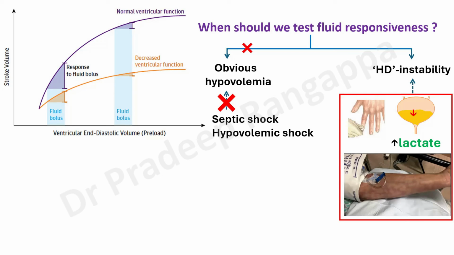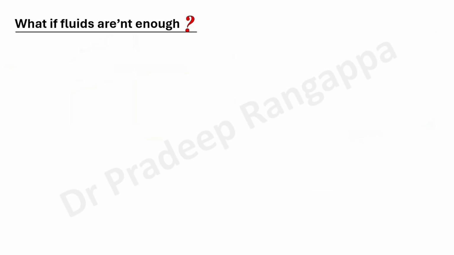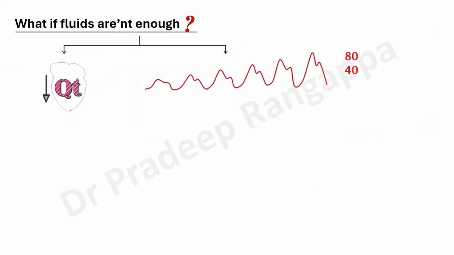This is where we need advanced hemodynamic variables like pulse pressure variation, passive leg raising, stroke volume variation, and so forth. That's a separate talk in itself. So these are the subgroup of patients where we need certain advanced hemodynamic maneuvers to determine fluid responsiveness. And even if you have ascertained fluid responsiveness, only half of the patients respond to the fluid. This is what the literature tells us, because not every patient would respond to the fluid the way we would want. So now the question is, what if fluids aren't enough?